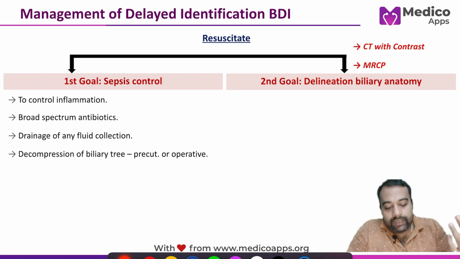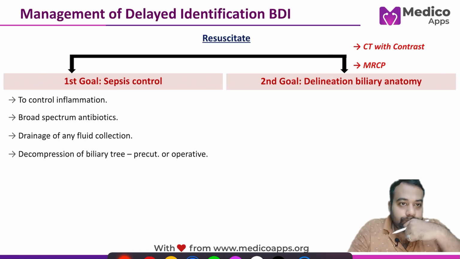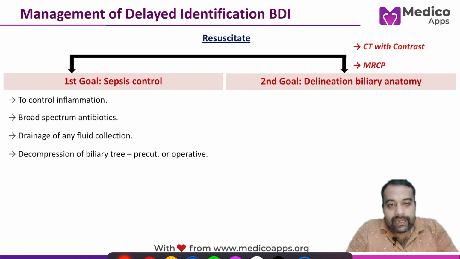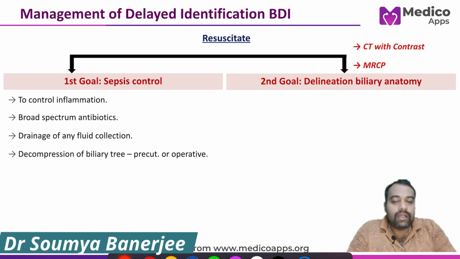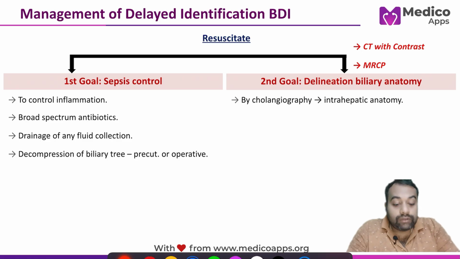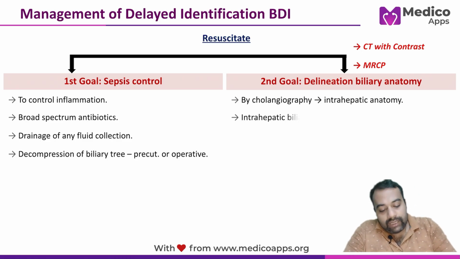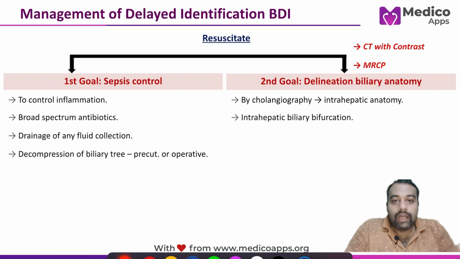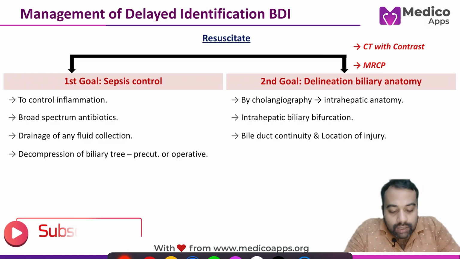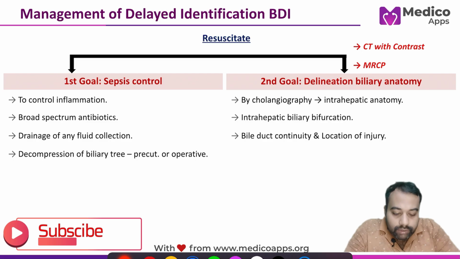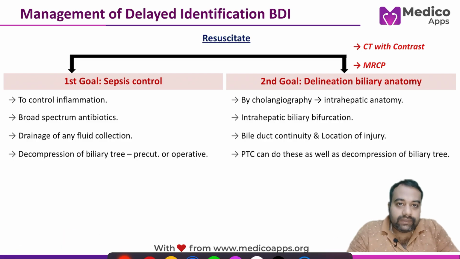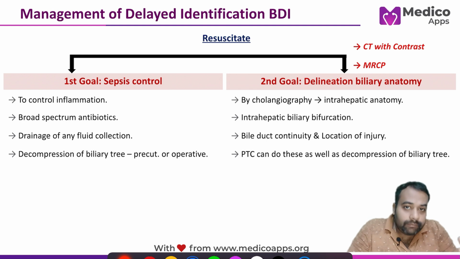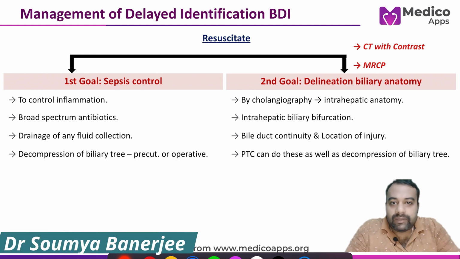Now your second goal is always to delineate the biliary anatomy. To delineate the biliary anatomy, you have the MRCP in one hand just to get the biliary anatomical picture, and your CT scan with contrast, which is pretty helpful to get an idea regarding the vascular injury or the vascular anatomy. So you are easily able to get the intrahepatic anatomy, your biliary bifurcation status, whether the confluence is intact or not, the bile duct continuity and the location of injury. This is the information that is basically obtained from the MRCP and the CT scan.